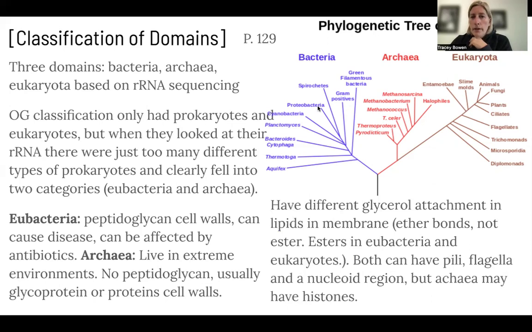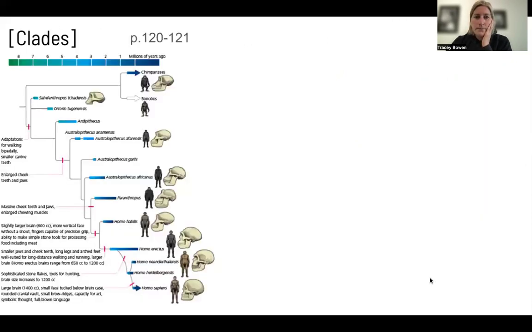And both bacteria and archaea can have pili, which are little connection devices that allow the organisms to link together, flagella for swimming, and a nucleoid region. But archaea may have histones, whereas eubacteria do not.